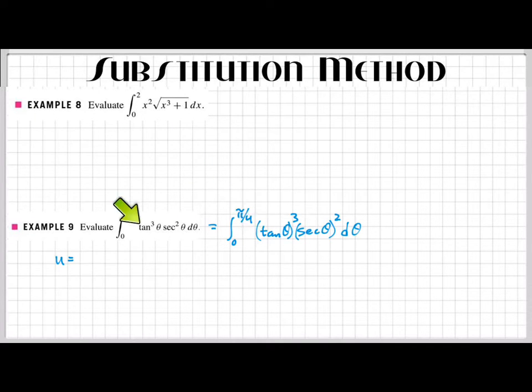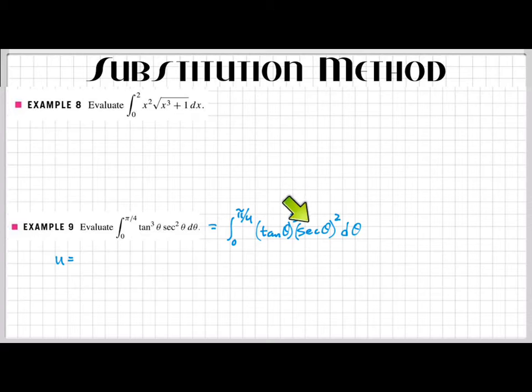If I make u equal tangent, and I take the derivative of tangent, what would you get? What would you get if you take the derivative of tangent? No, you don't get cotangent. Come on. Yes, you get secant squared. Okay, and since we have a secant squared right here, it'd be a good idea to do tangent.